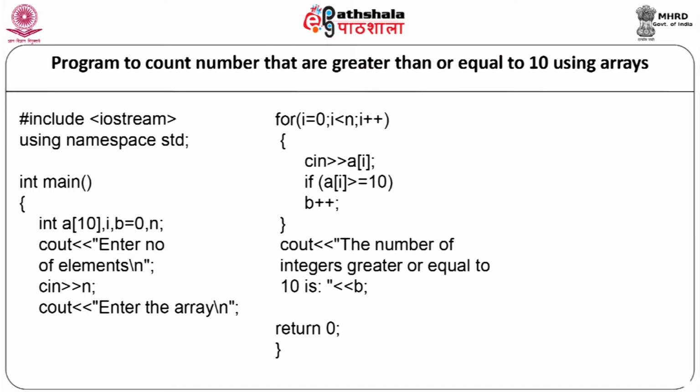We will have a for loop, for i equal to 0, i less than n, i plus plus, cin a[i]. Now, while taking the input, we will check whether it is greater than or equal to 10. So, we will write our if condition here. If a[i] is greater than or equal to 10, then b plus plus and the for loop will end. So, we get a count of how many integers are greater than or equal to 10.